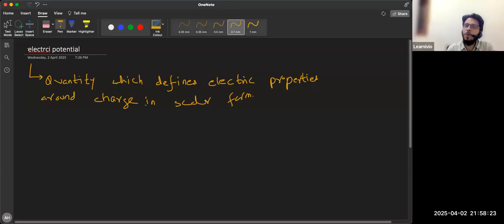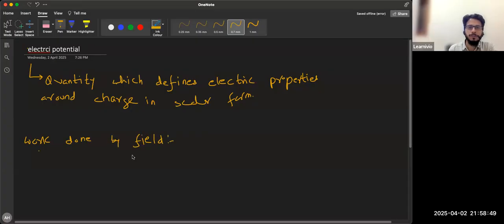This is connected to work done. So if you want to calculate electric potential difference, let's start with work done first. Work done by field.